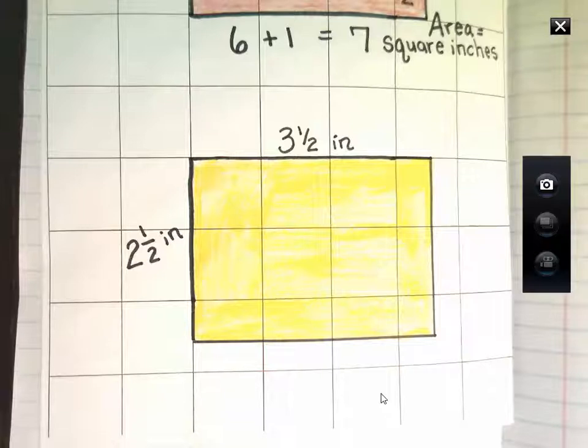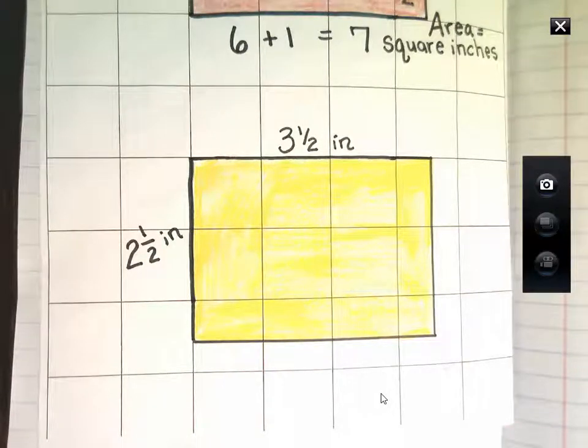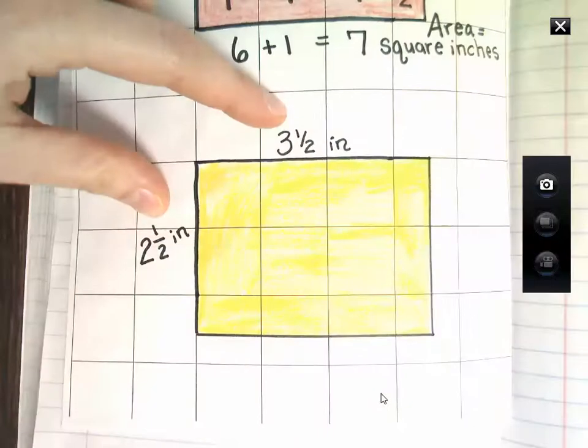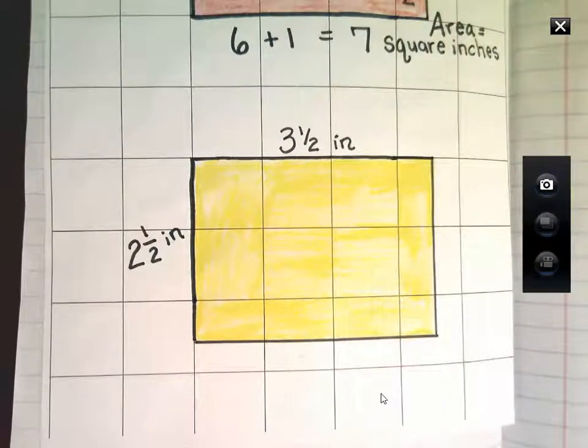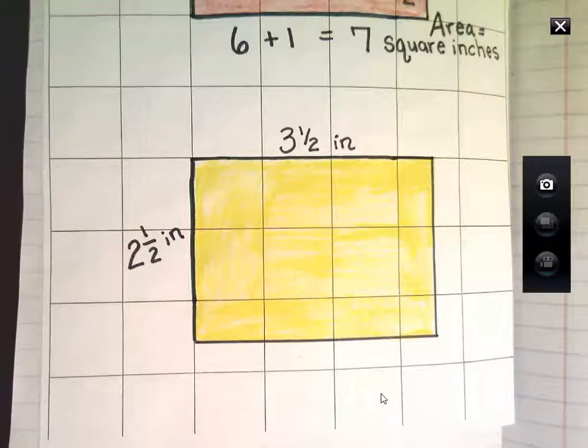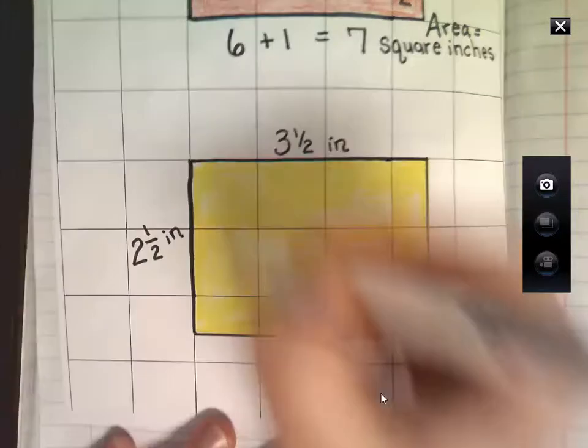Again, to find area, yes, we could multiply the length times the width. But since we're just now starting to work with mixed numbers, I want to find area by counting the square inches that are inside my rectangle. I'm going to use my marker to label them as I count. First, I want you to label all the square inches that are 1 square inch.